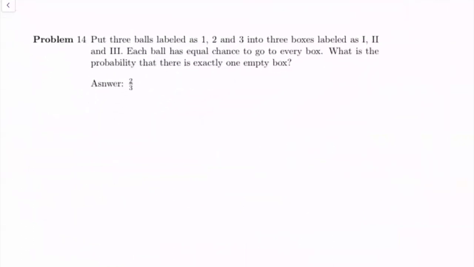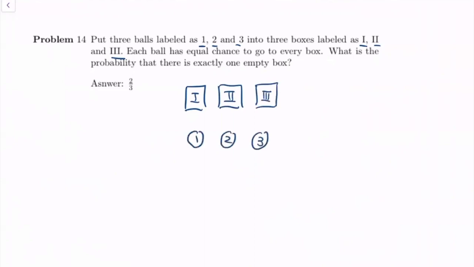Question number 14: put three balls labeled 1, 2, 3 into three boxes labeled 1, 2, 3. Each ball has equal chance to go to every box. What's the probability that there is exactly one empty box? All right, so let's draw. So we have box 1, box 2, box 3, and then ball one, ball two, and ball three. Now each ball has equal chance to be put in every box. Okay, well, let's apply the formula.